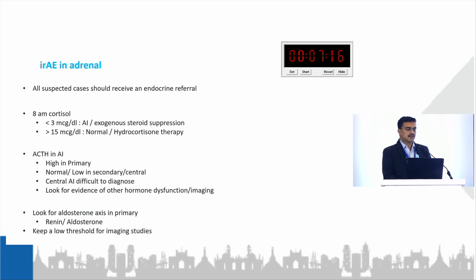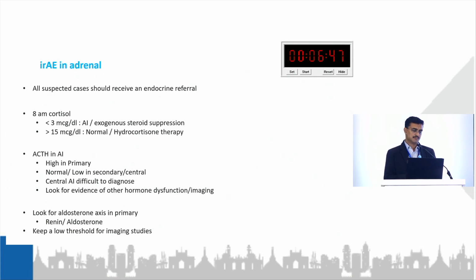So now coming to the adrenal aspect, here one difference that they repeatedly point out in the guideline is that all suspected cases should be referred for an endocrine consultation. We usually say that a cortisol value less than 3 can indicate adrenal insufficiency, or it could be exogenous steroid suppression, because all these oncology patients may be on some steroids sometimes. And a value more than 15 may be again normal, or it could be due to the hydrocortisone that the patient is receiving.